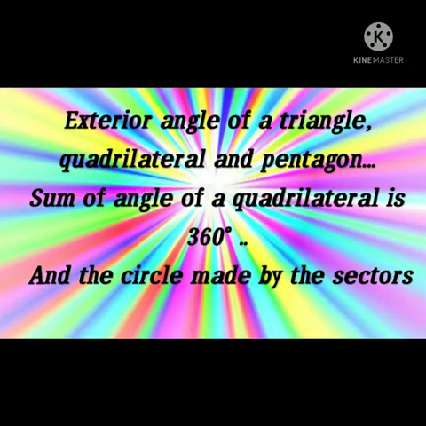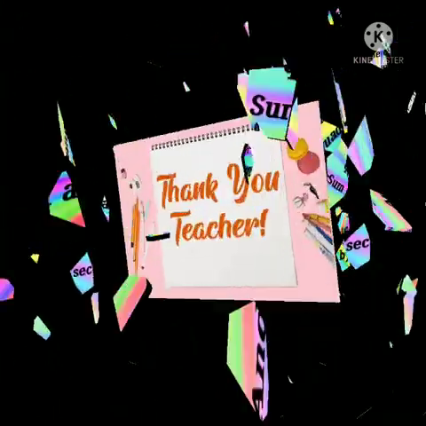At the last, we came to know that the sum of the angles of a quadrilateral is 360 degrees, and the circle is made by the sectors of them with the help of the exterior angles of a triangle, quadrilateral and pentagon.